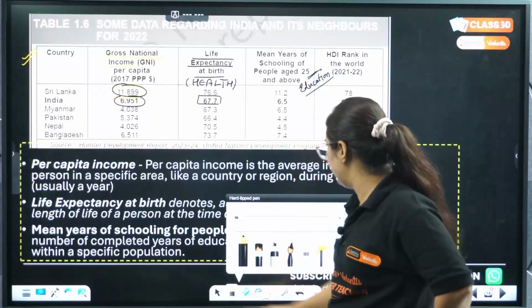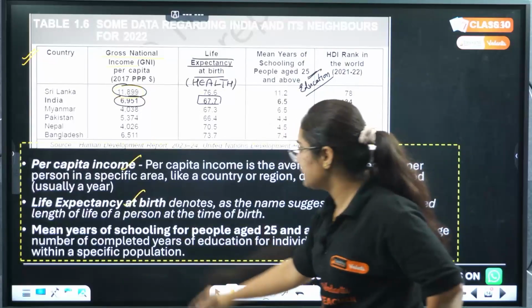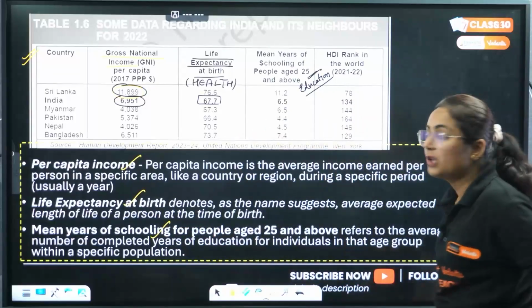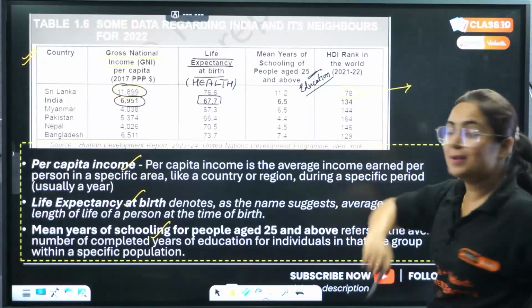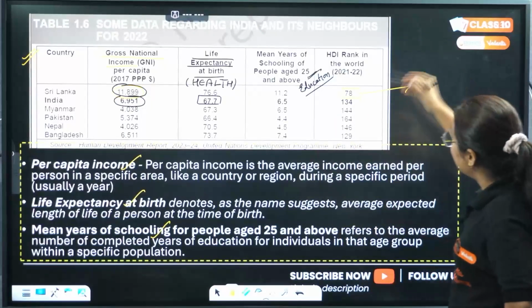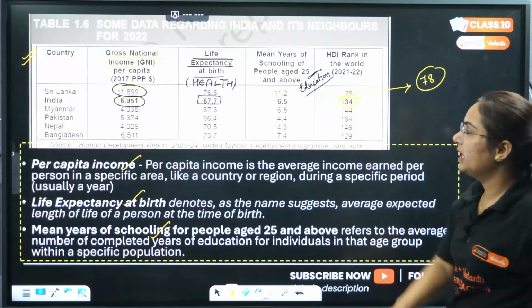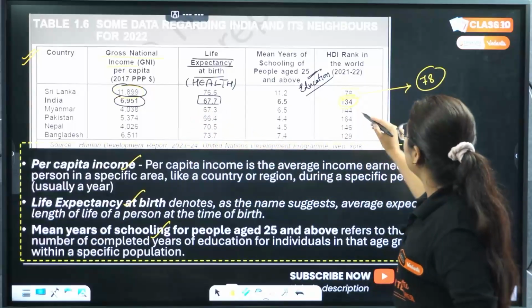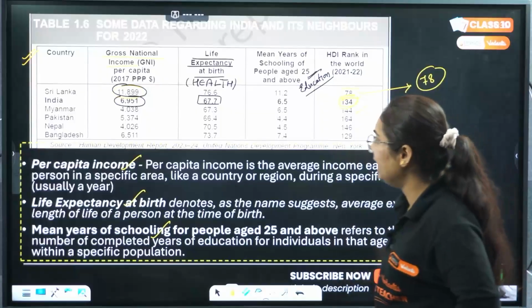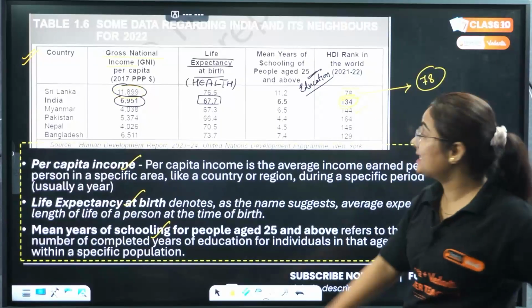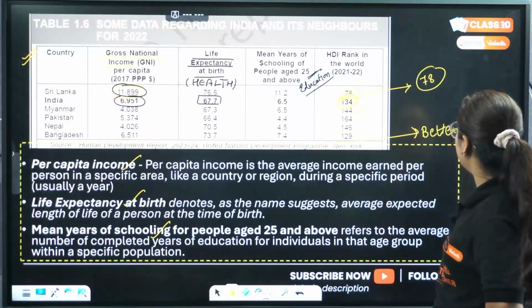So these are the three criteria. Definitions are given here, like per capita income, life expectancy at birth, and mean years of schooling. What you need to see here is that Sri Lanka, being a country with so much civil war and civil tensions, is still at the rank of 78, and India here is 134. Even let's look at Myanmar, it is at the position of 144, and even Pakistan is not so far, that's 164. Bangladesh is at the position of 129, which is better than India. Okay, better than India in ranking.